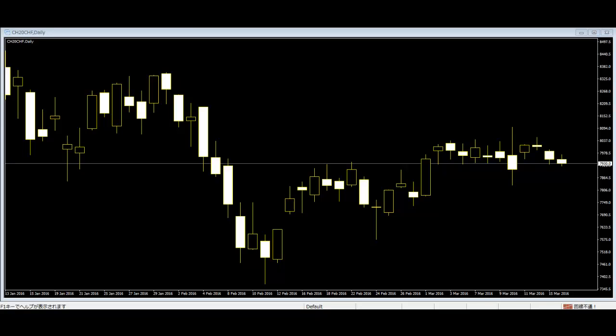CFD Swiss 20 candlestick. DAX is a leading indicator of CFD Swiss 20. DAX price goes down after the Swiss 20 index goes down.